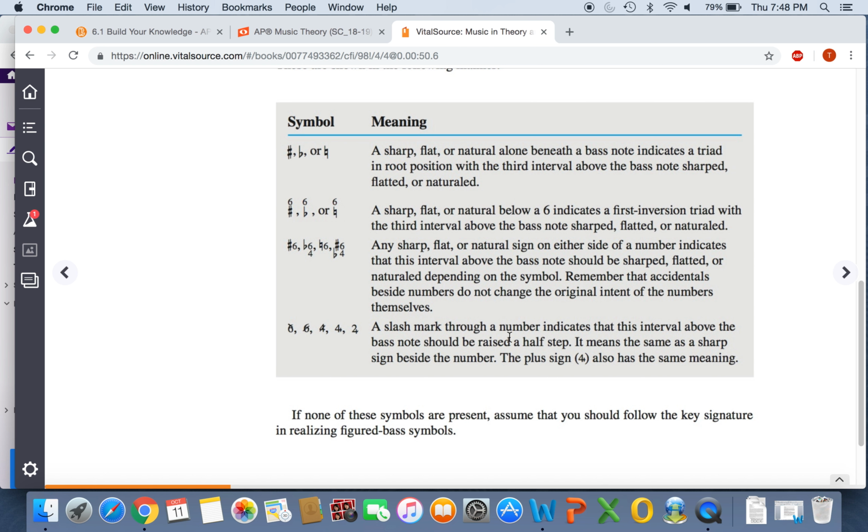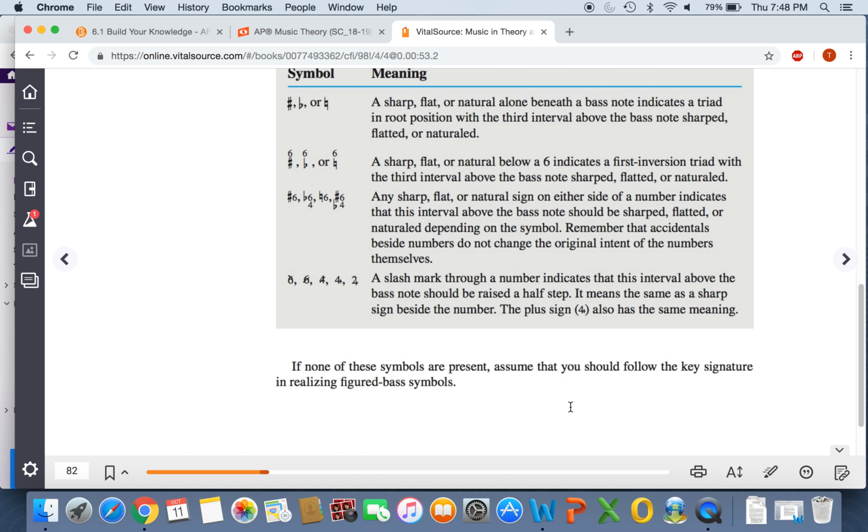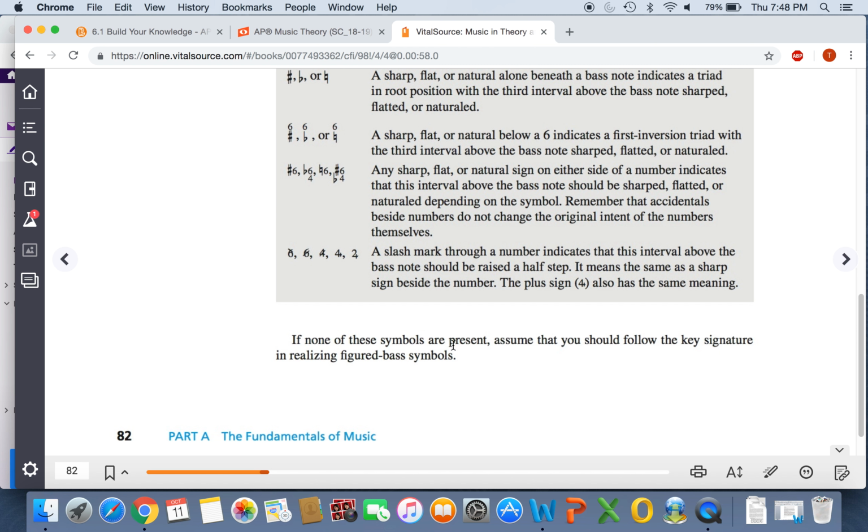A slash mark through a number, this you might see, indicates that this interval above the bass note should be raised a half step. Slash means raise it a half step. It means the same as a sharp sign beside the number. The plus sign also has the same meaning. I don't think you're going to see that in anything we do. If none of these symbols are present, assume that you should follow the key signature in realizing figured bass symbols.